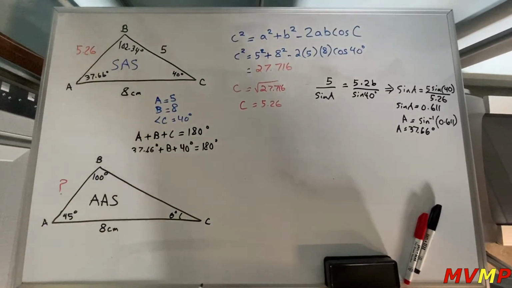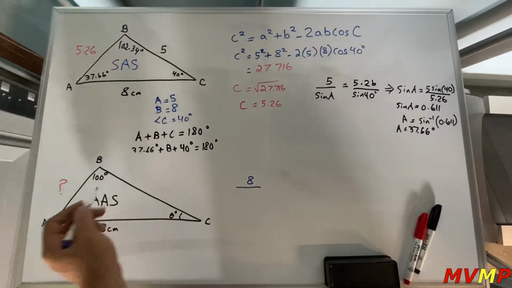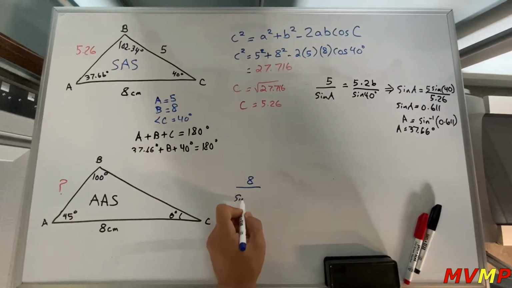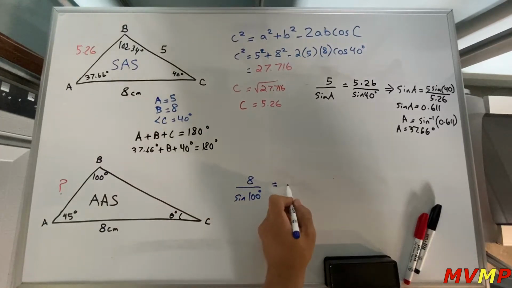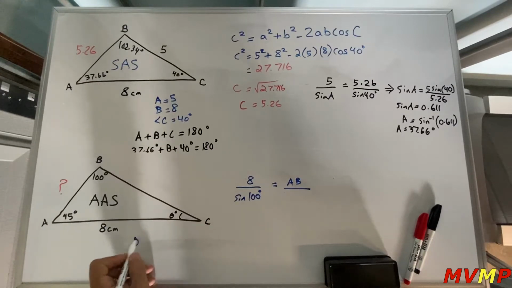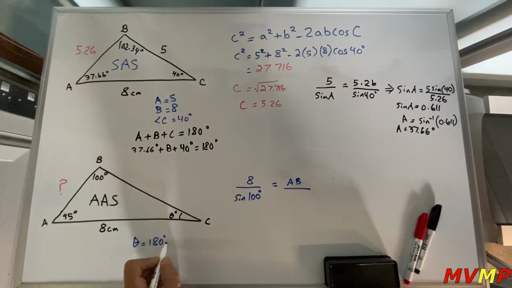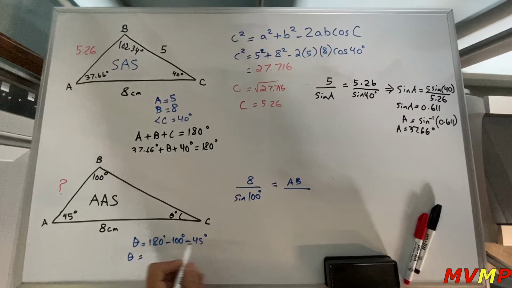So what we go ahead and do is first we need to set it up. So how do we set this up? We see that we're given 8, and it is across sine of 100 degrees, and then we need A and B, that's the side, and it is across this angle. So that angle is actually 180 degrees minus 100 minus 45, and then you'll see that that angle is actually just going to be 35 degrees.